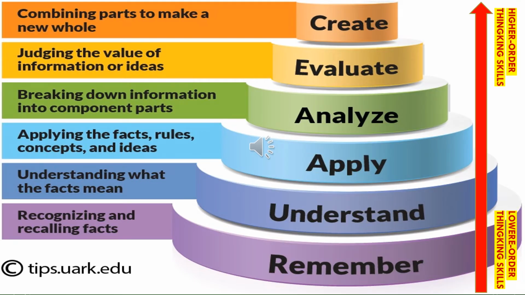This is the short definition of Bloom's taxonomy. We have the remember, recognizing and recalling facts, understand, understanding what the facts mean, apply, applying the facts, rules, concepts, and ideas, analyze, breaking down information into component parts, evaluate, judging the value of information or ideas, create, combining parts to make a new whole. So, as you get closer to the create level, class, your thinking skills get higher. The best way to create a good question or assessment, or when you are going to assess the students, it should be balanced. It is not possible for all your assessments to be under the lower order thinking skills. So it should also reach the higher order thinking skills.